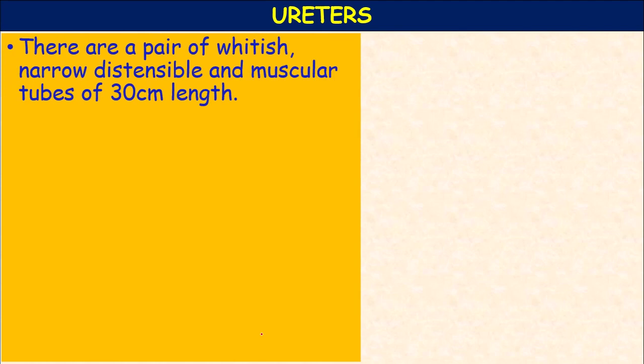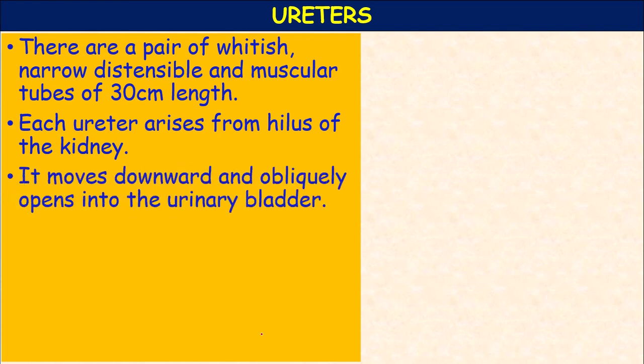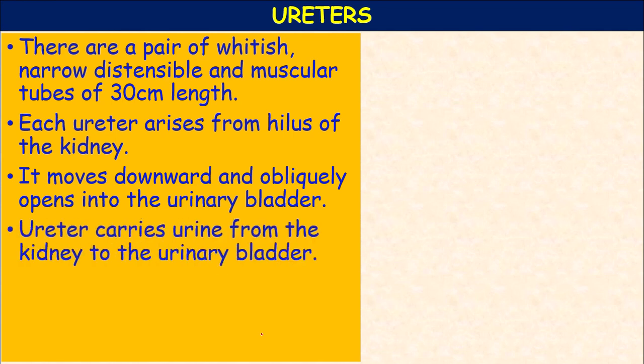So, ureters. Now the urine is formed by means of three main steps. What are they? Glomerular filtration, tubular reabsorption, and tubular secretion. After that, concentration of urine occurs. So there are a pair of whitish, narrow, distensible and muscular tubes of 30 centimeter length. Each ureter arises from the hilus of the kidney and it moves downward and obliquely opens into the urinary bladder. Ureters carry urine from the kidney to the urinary bladder.